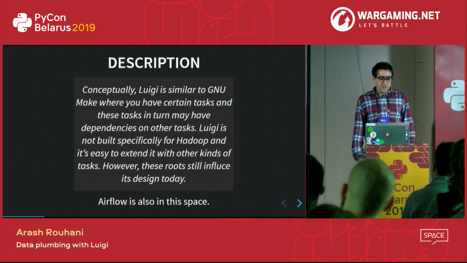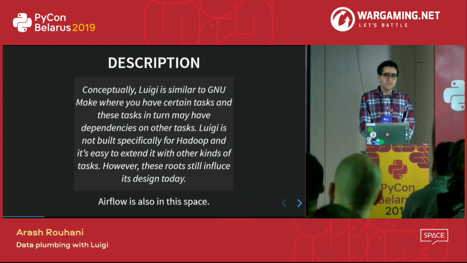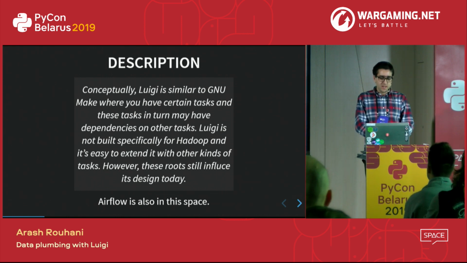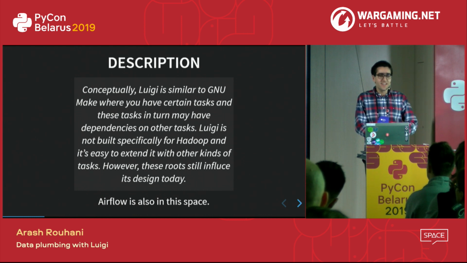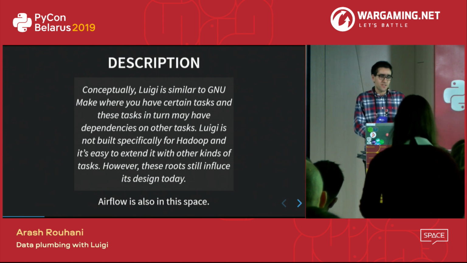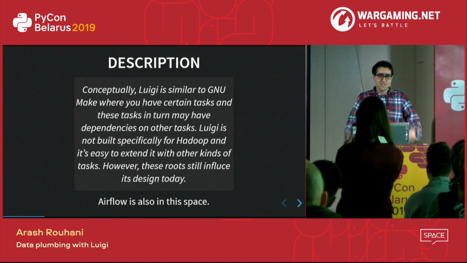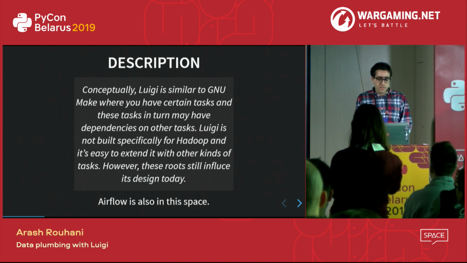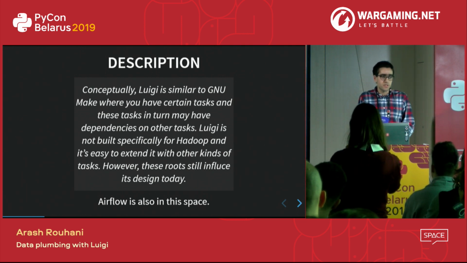I have a description here. It says it's similar to GNU Make. Hopefully most of you have heard of GNU Make, and Luigi is very similar. The only difference is that it's in Python, and once a dependency changes, you don't recalculate everything, because Luigi comes from the big data world. And in the big data world, rerunning something is not just recompiling a file, it's more like running a 2-day long batch process. And all of this influences how Luigi is designed.